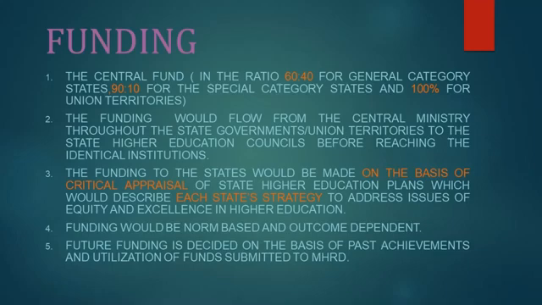The funding would flow from the central ministry to the state government or the union territories to the State Higher Education Council. We can see that there is a hierarchy here in the flow of the fund. First, it flows from the central government, obviously, to the state government, and in the state government there is a State Higher Education Council. Through this, whichever the eligible institutions are there, funding will be provided to them.